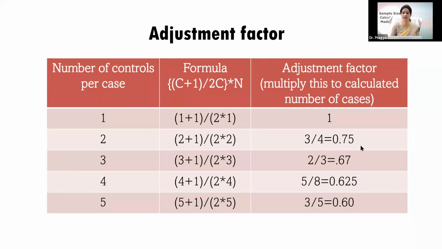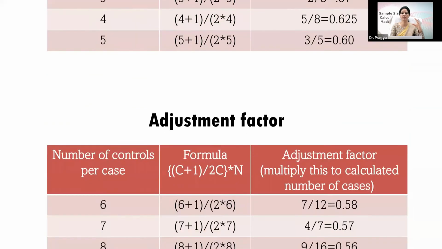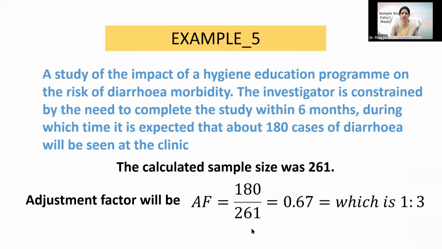So in this case, what is this fraction? This fraction is the available cases divided by the required cases. So this is the fraction, the adjustment factor: available cases divided by the cases which you have calculated from the sample size. And that's why we have taken 1:3.